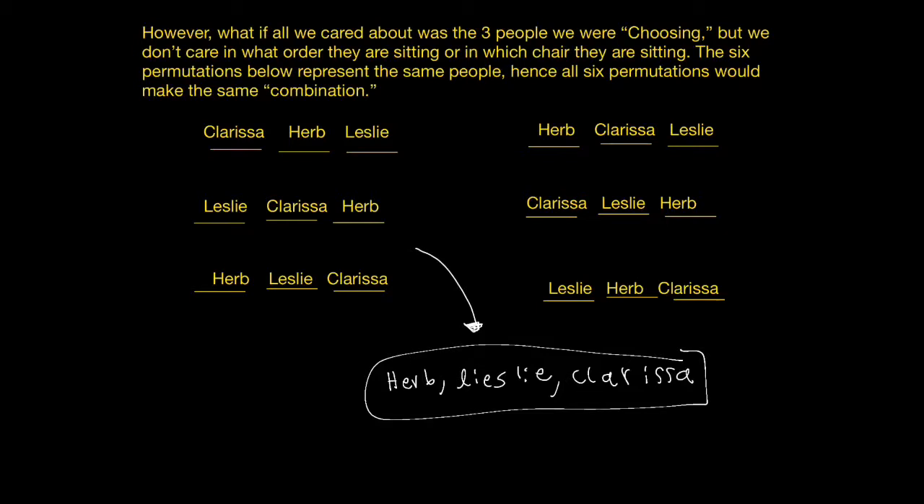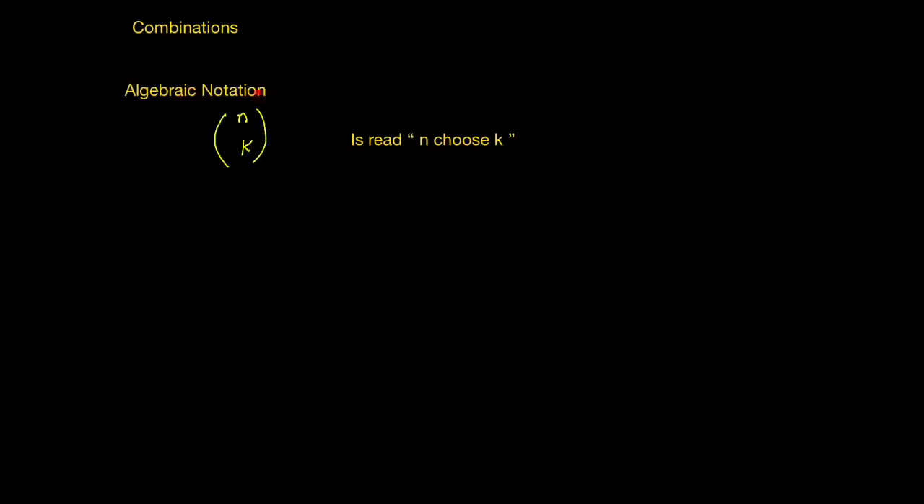Alright? And that's the idea of today. We're going to be talking about combinations, and in combinations, the order doesn't matter. We don't care about who's sitting first, who's sitting second, who's sitting third. All we care about is the items, or in this scenario, the people. So let's go ahead and talk about combinations from an algebraic standpoint, and then we'll apply them to some examples. So here is the algebraic notation. We have n, and then we have a k below it, and we have a set of parentheses. This is read as n choose k.